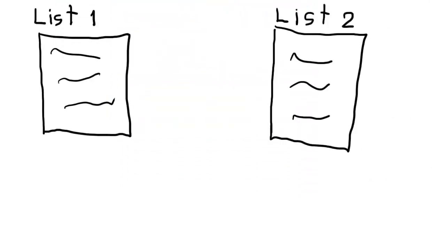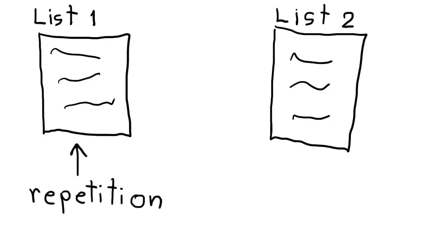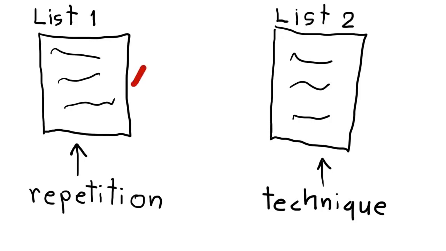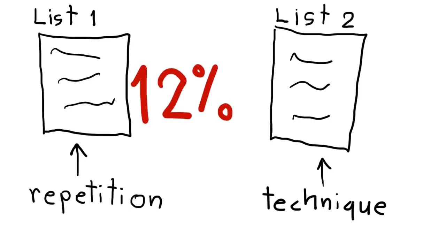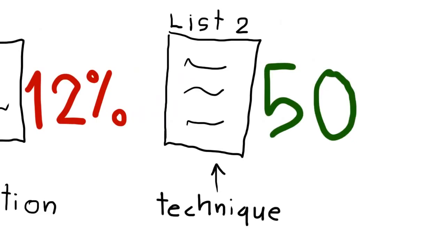I created 2 lists of words that I didn't know, and I just tried to memorize the words in each list. I did not use any technique to memorize the first list, it was just pure repetition. But for the second list, I used the technique that you're about to learn. The next day, I tried to recall the meanings of the words in both lists. For the first list, I was able to recall only 12%. But for the second list, I recalled as much as 50%. This is pretty impressive considering the fact that I spent only 1 minute memorizing each word.